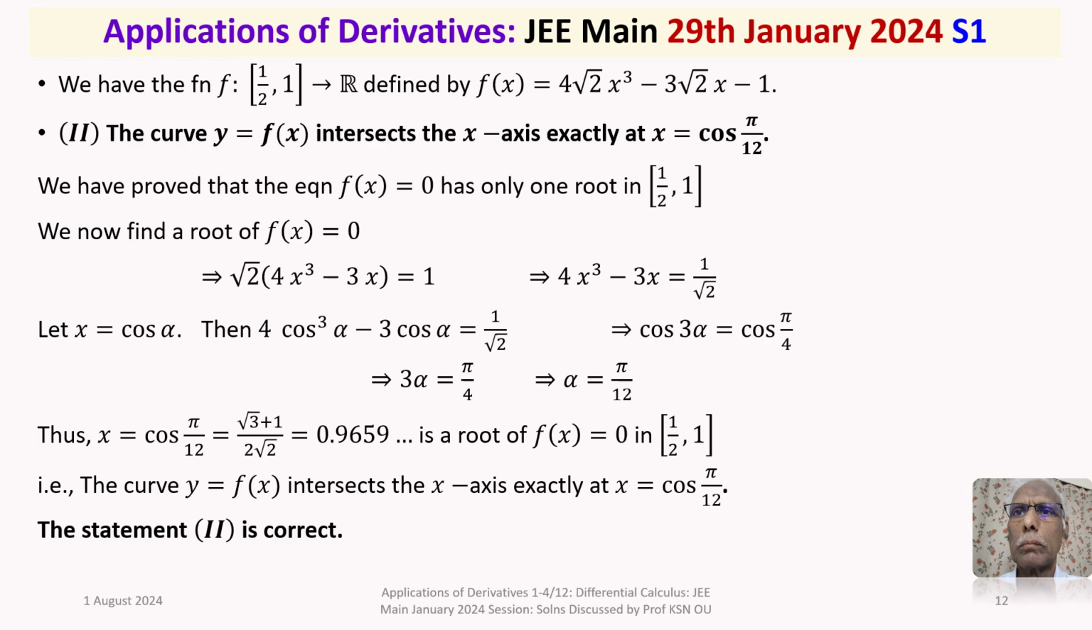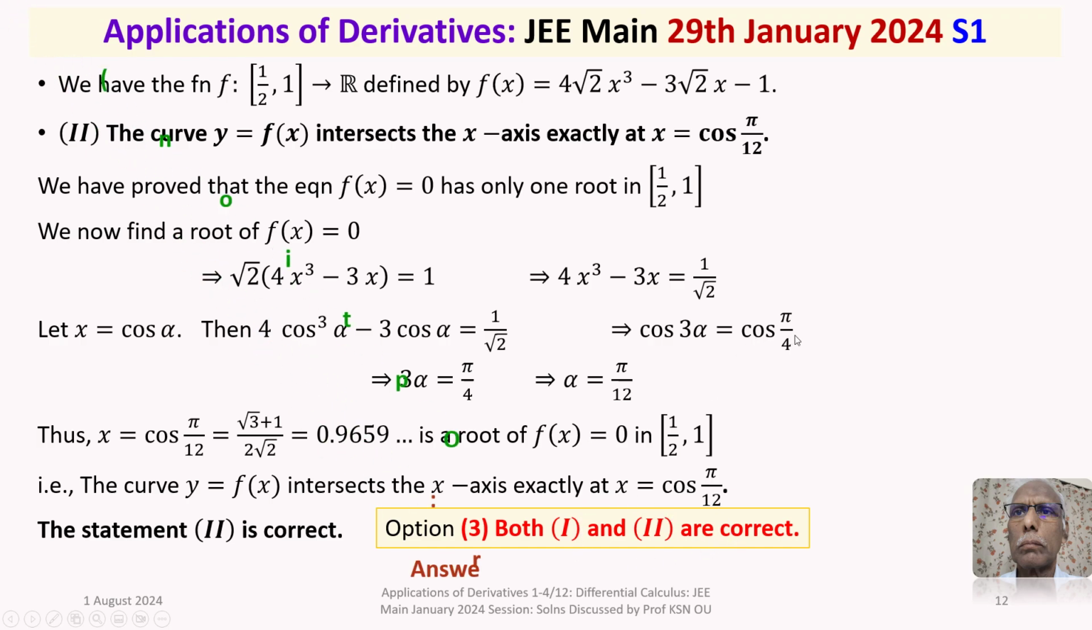Let's look at our options. Our option 3 says both 1 and 2. The statements both 1 and 2 are correct. Therefore, the answer to this question is option 3. That is the detailed discussion of the solution of the given problem. We now move to the next question.